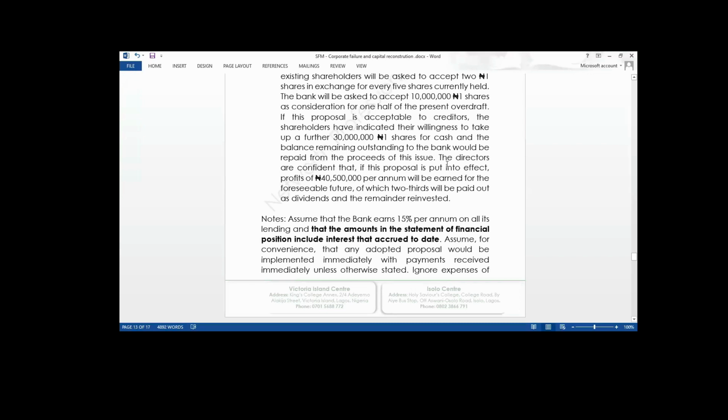Look at the last aspect. The directors are confident that if this proposal is put into effect, profit of 40.5 million per annum will be earned for the foreseeable future, of which 2/3 will be paid out as dividends. Remember that under reconstruction, the bank is now part of the shareholders. That means the bank will also receive dividends. The examiner says, out of this profit, 2/3 will be paid out as dividends.